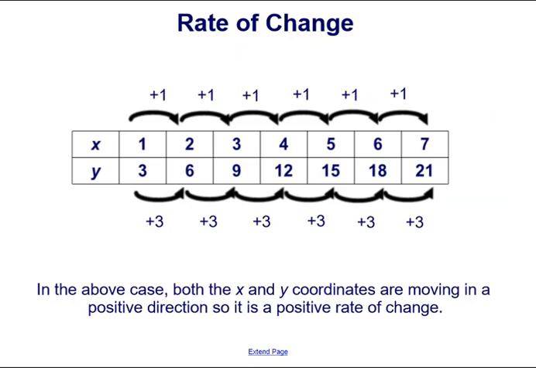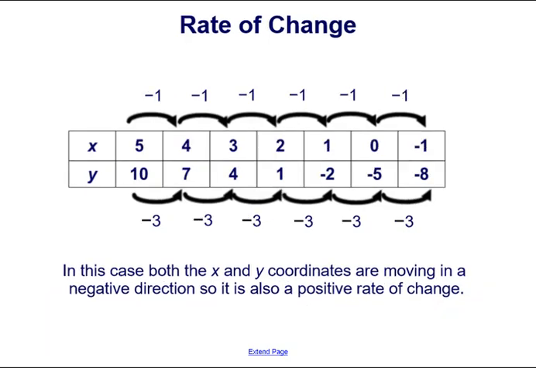So here we have an example of a table, and we can see that the change in the x-coordinates is plus 1, plus 1, plus 1, plus 1, plus 1. The change in the y-coordinates are plus 3, plus 3, plus 3, plus 3, plus 3. So in the above case, we can see that both the x and y coordinates are moving in a positive direction. So that's like a positive over a positive. So that creates a positive slope and a positive rate of change.